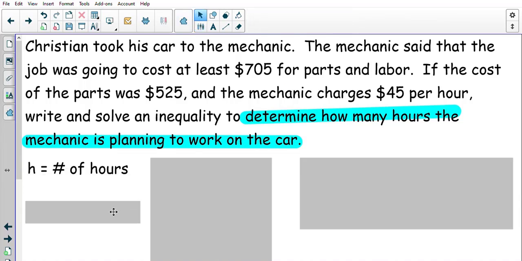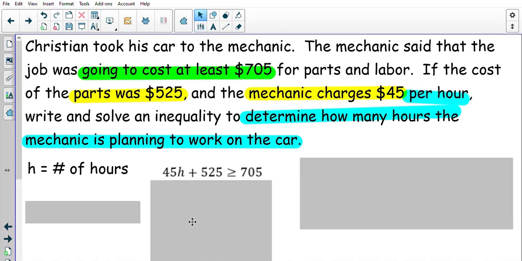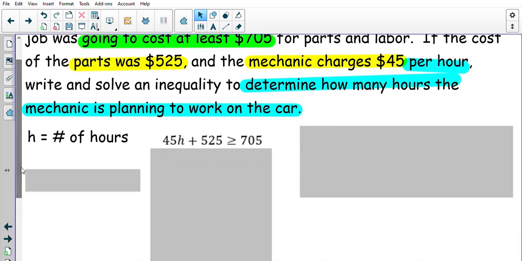So my variable is h equals number of hours. Now, we also know that it's going to cost at least $705. That's the total amount of this entire job. So that's greater than or equal to 705. The parts were $525, and the mechanic charges $45 per hour. Keep in mind, h represents the number of hours. So our inequality will look like this: 45h for the $45 per hour plus 525 for the parts is greater than or equal to 705.